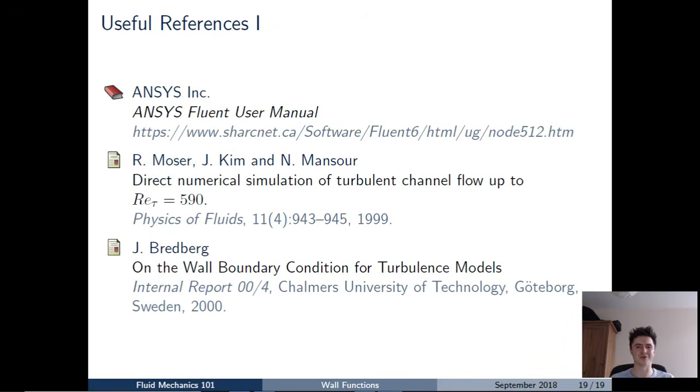So just to wrap up with some useful references, it's always worth looking at the ANSYS Fluent user manual, which has much excellent help and advice for you if you're running your CFD simulation. And I've also included the reference here for the original direct numerical simulation data that were used to derive and fit these wall functions to, and also a technical report from Chalmers University, which goes into a lot more depth than I have here about the wall functions for velocity and also for temperature and other turbulence quantities, which I haven't covered.